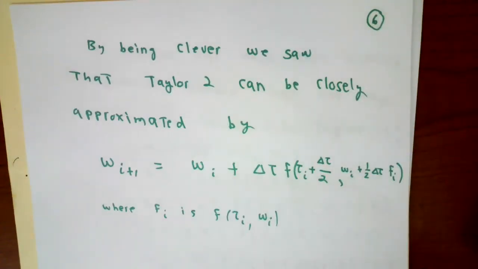By using multivariable expansions, though, we saw that if we're clever, we can emulate these Taylor methods of higher order with methods that only involve function values. The one that we worked out by hand was this method. This is roughly as accurate as Taylor 2, but I'm not required to differentiate the f function in any way. I'm only required to calculate f values, which is easy to do if you know the differential equation.